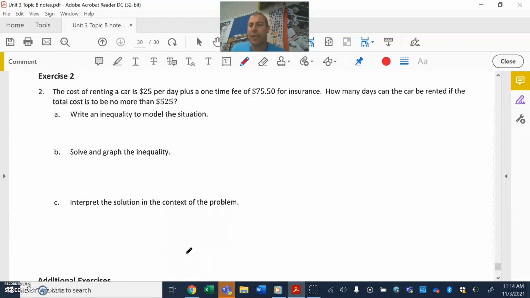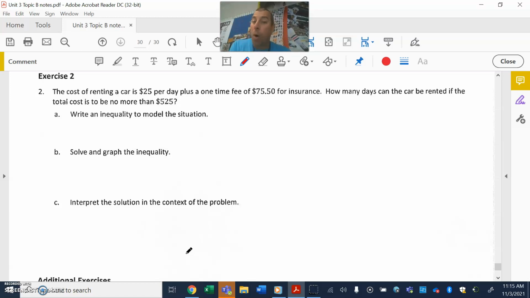All right, here we go. All right, so again, we like the money. We like the money side to it there. So the cost of renting cars, $25 per day, plus a one-time fee of $75.50 for insurance. How many days can the car be rented if the total cost is to be no more than $525?